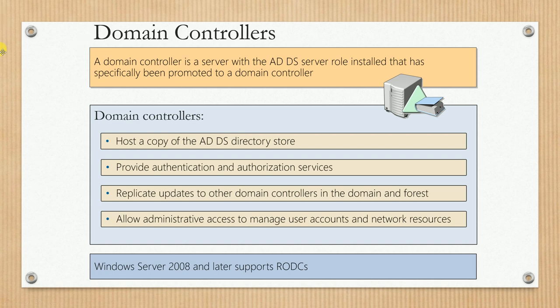What components does a domain controller have? It hosts a copy of the ADDS directory store, provides authentication and authorization services, replicates data to the other domain controllers in the domain and the forest, and allows administrators to access and manage user accounts and network resources. And for this RODC you can use servers greater than 2008. So you need to check the server version here, and I hope nowadays everyone has more than 2008.